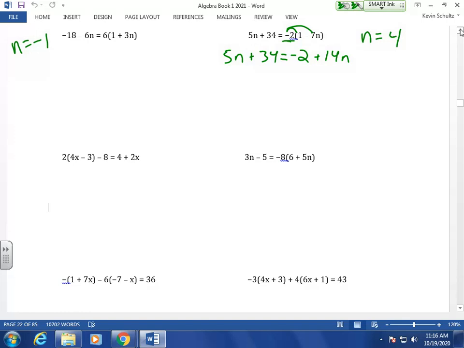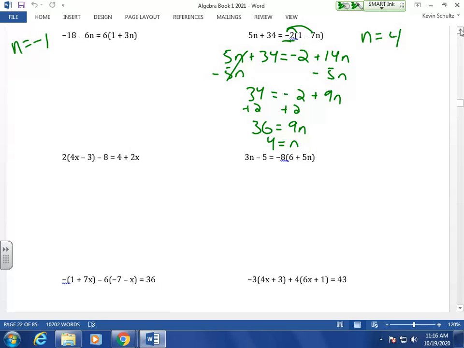From here, now we've got variables on both sides, nothing we can combine. So we are going to move our variables from one side to the other, just in the interest of keeping things positive. I'll subtract 5n from both sides. So I get positive 9n on the right. 34 equals -2 plus 9n. Again, opposite operations to move my constant over to the left. And 36 equals 9n, and that divided by 9 gives me a value of 4.